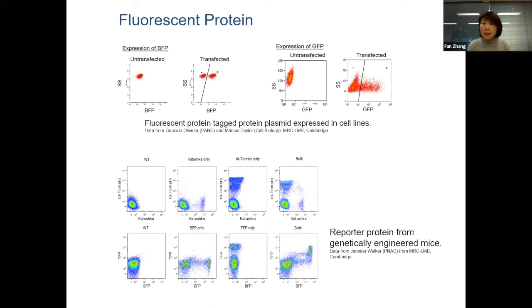The fluorescent protein can also be used in mouse models. This is an example to show 4 different colors of fluorescent protein reporting 4 distinct transcription factors that have been engineered into a mouse model.